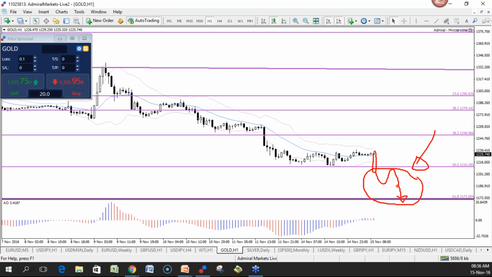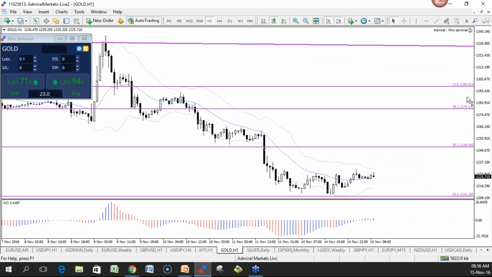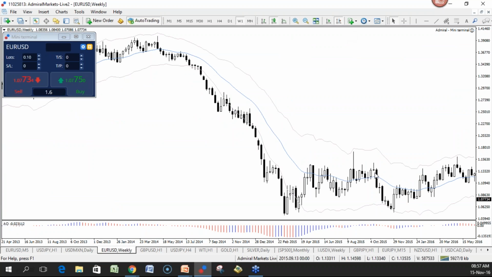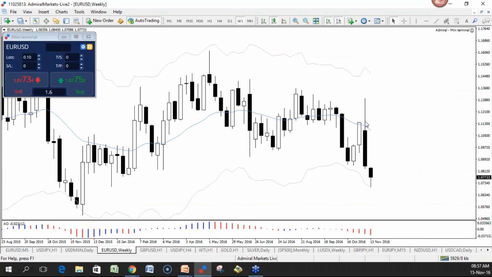Myself, I would be more interested if it fails and bounces because of the long-term potential. All right, that's gold. Let's take a look at the euro dollar here. And last week, bearish engulfing twins. So that's a strong candlestick pattern.